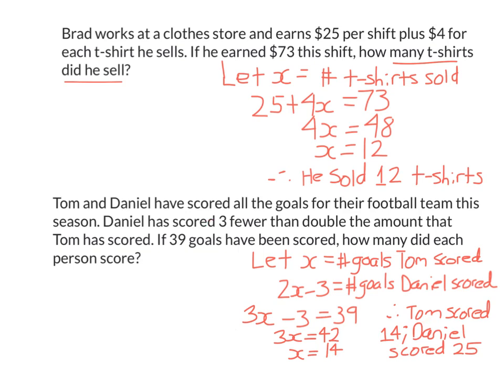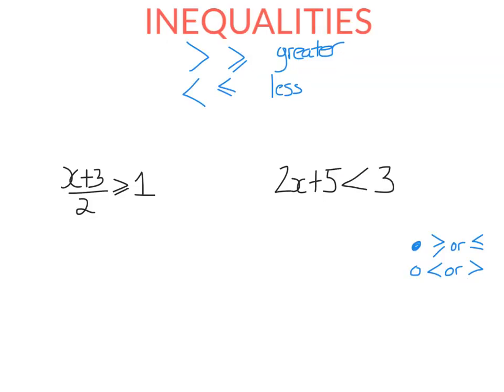All right, let's now move on to inequalities. So inequalities are very similar to equations. In fact, you solve them the same way. Equations, however, have an equal sign, and an inequality has one of these signs here. So these 2 pointing to the right mean greater. These 2 pointing to the left mean less. This is greater than or equal to, less than or equal to.